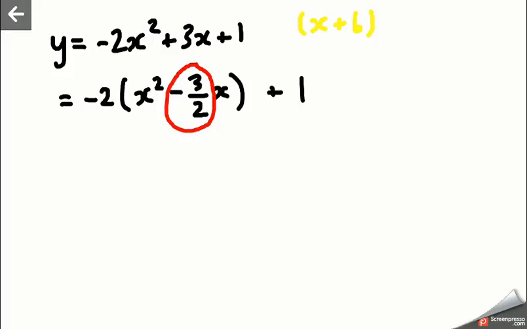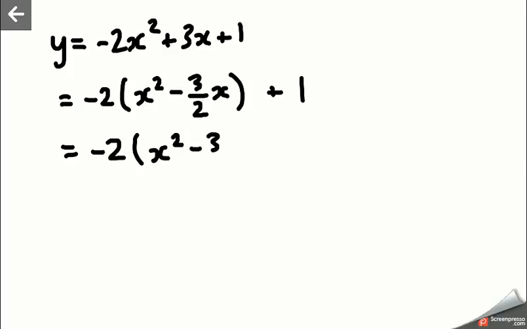Let me get rid of this actually because I want to get rid of that red circle. All right, good. Okay, so -3 over 2 divided by 2 is -3 over 4. And then when we square that, -3 over 4 squared, that's going to be positive 9 over 16. So this is equal to -2 times (x squared minus 3 over 2 x plus 9 over 16). And then we want to minus 9 over 16 again.